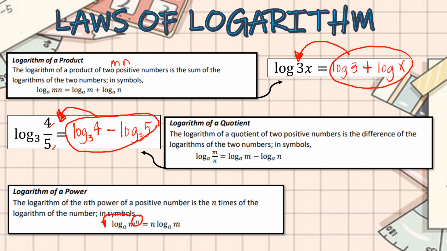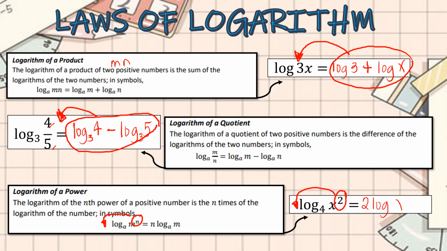So, for example, meron tayong logarithm of x squared with the base of 4. So, yung ating exponent na 2, pwede natin siyang ilipat dito sa unahan, then multiply. So, 2 times logarithm of x with the base of 4. Pwede mo siya isulat ng ganito.